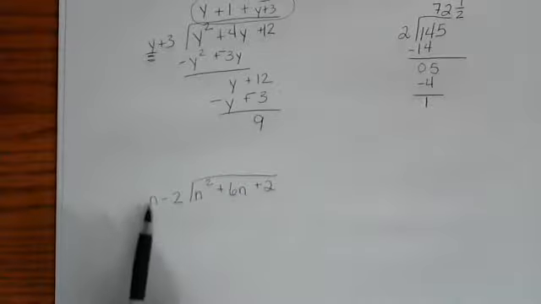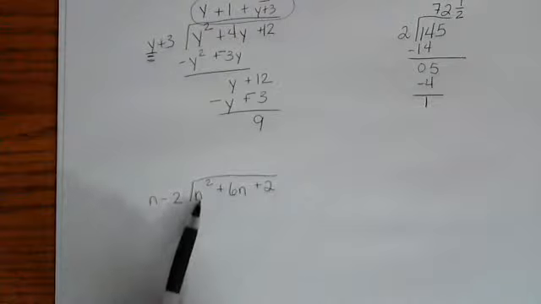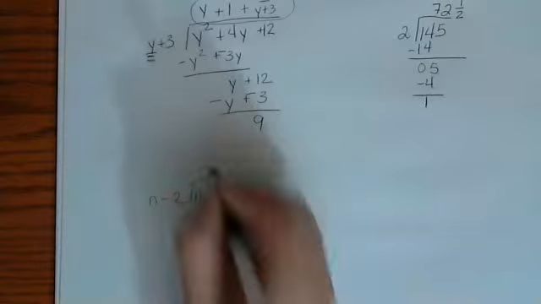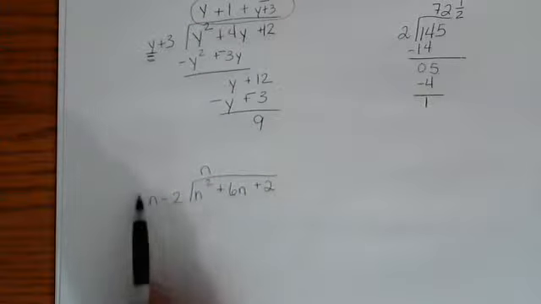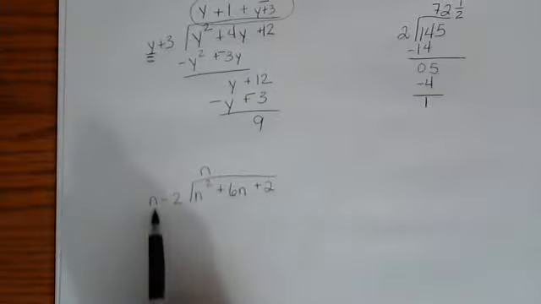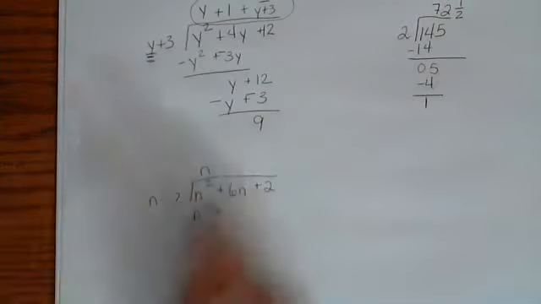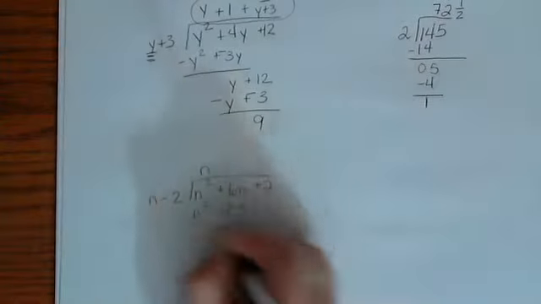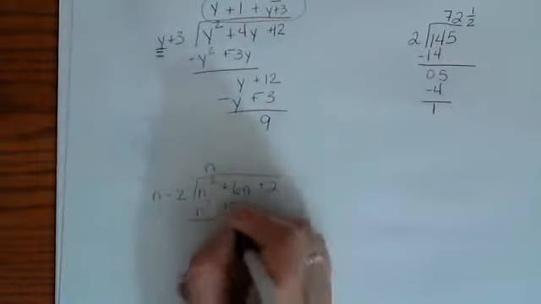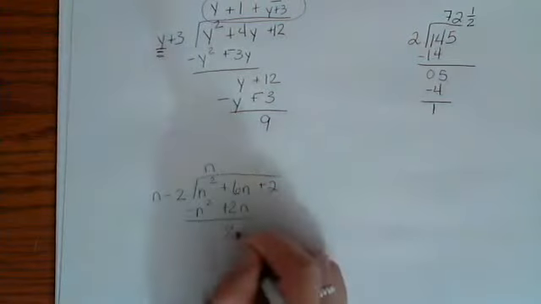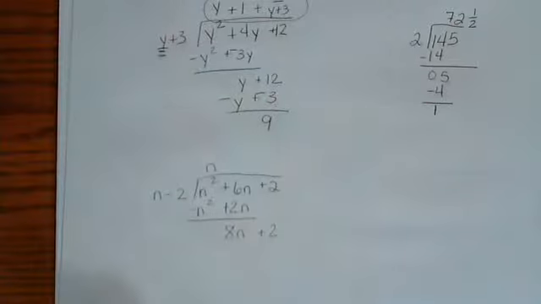Again, the only thing that we really try to divide is to divide this n into each one of these things. So how many times does n go into n squared? N times. And then I multiply n times this whole thing. N times n is n squared. N times negative 2 is negative 2n. We subtract those off, and we're going to get an 8n plus 2.